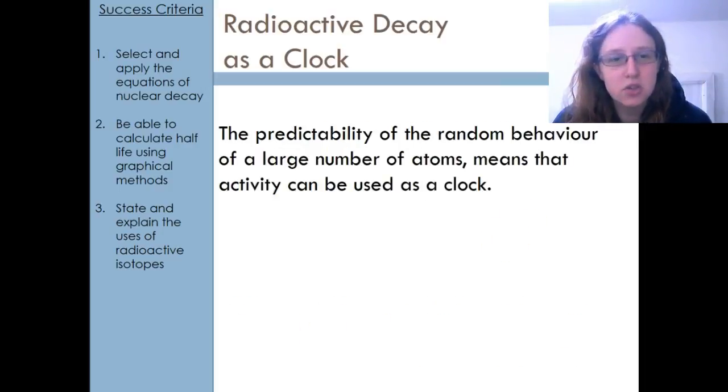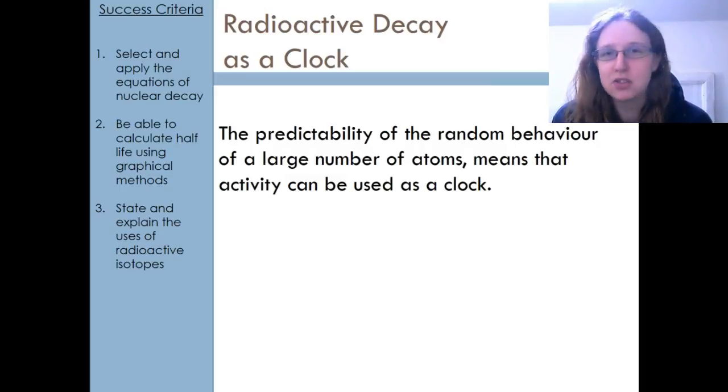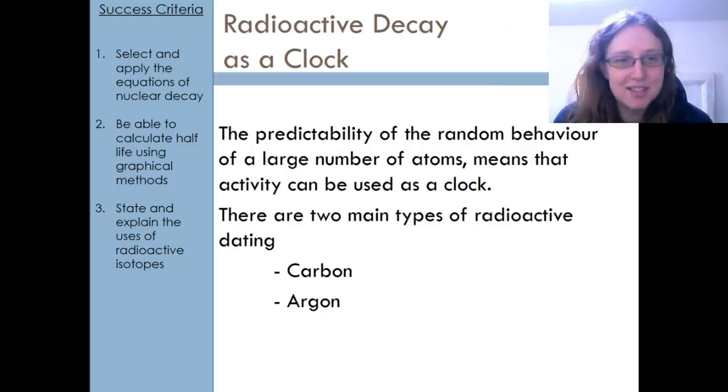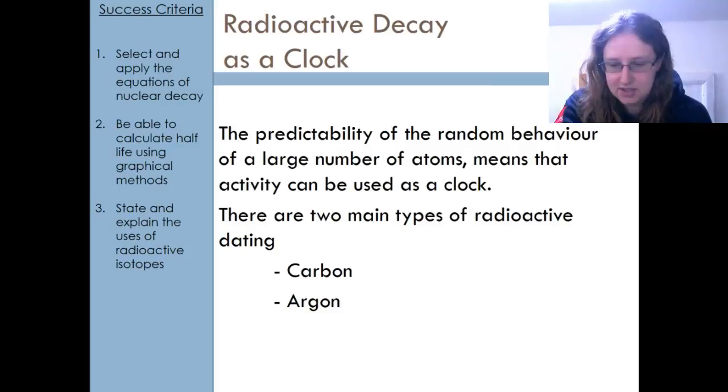Okay, so the next thing we're just going to talk about very quickly is some uses of radioactivity. Now, radioactivity is random, which means that for a given nucleus I can't predict when it will decay. But for large numbers, it becomes extremely predictable, which means that in essence we can use it like a clock. There are two main types of radioactive dating: carbon dating and argon dating. I'm just going to give you a quick run through of them because there's a chance that they will come up on the exam.